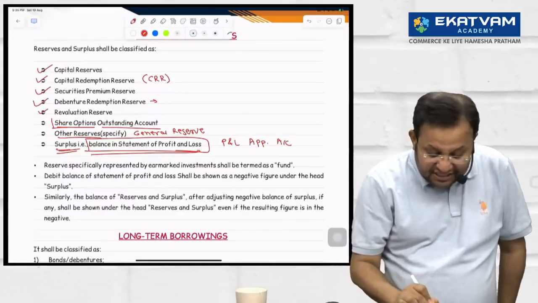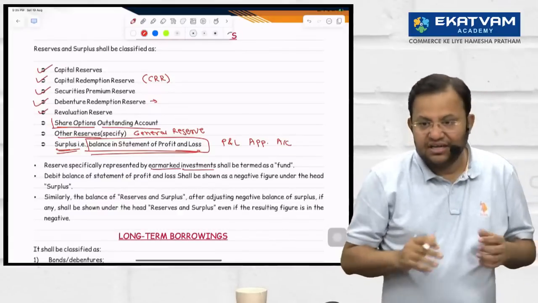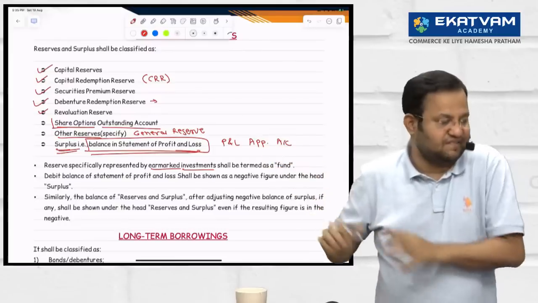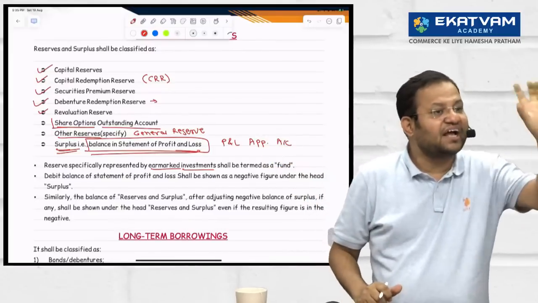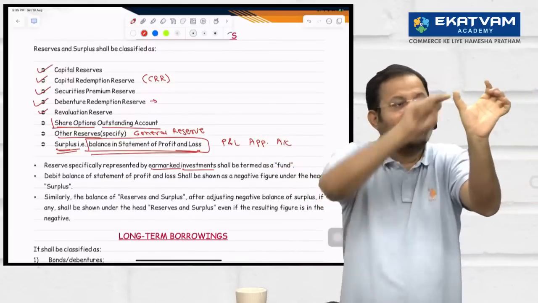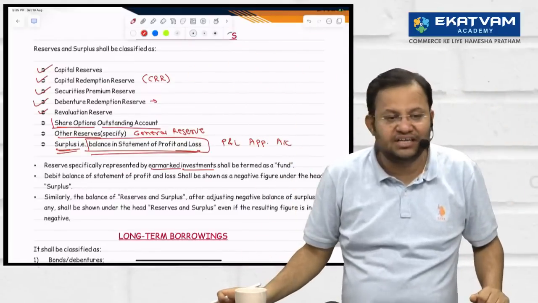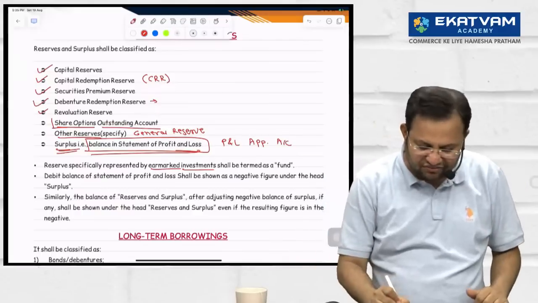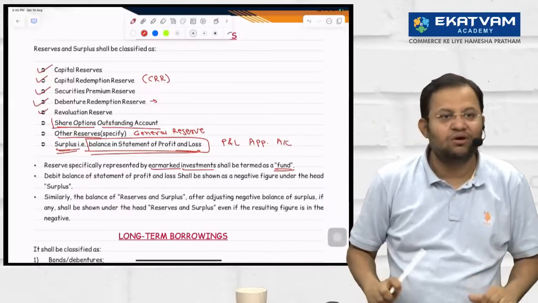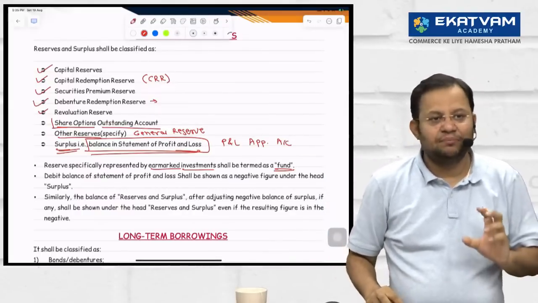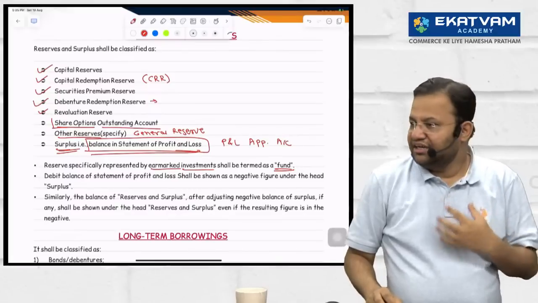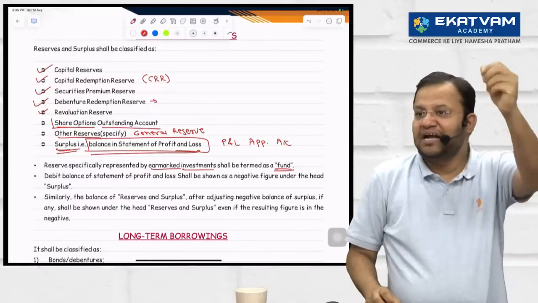Reserves represented by earmarked investment. Earmarked investments are specific investments that are created against a reserve. Against this reserve, this specific investment is made. Then we call it a fund instead of a reserve. For example, we have created a reserve for construction of building.